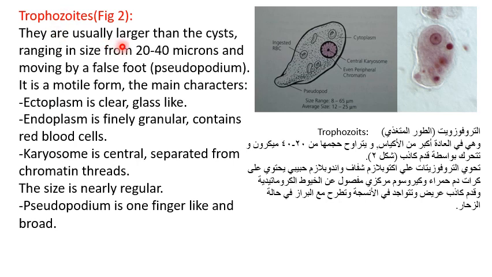Trophozoites are usually larger than the cysts, ranging in size from 20 to 40 microns, and they move by a false foot, the pseudopodium, as you see. It is a motile form. The main characters: the ectoplasm is clear, glass-like.